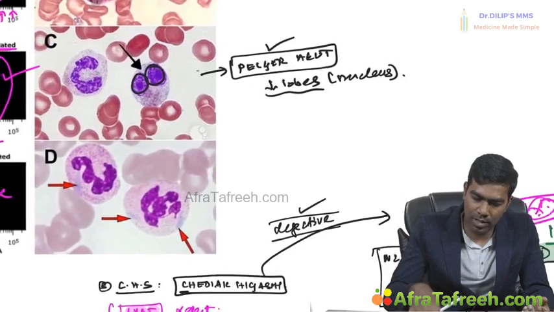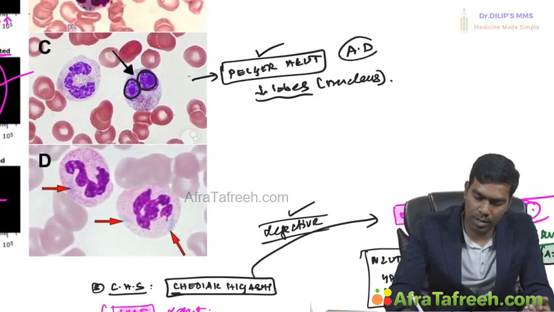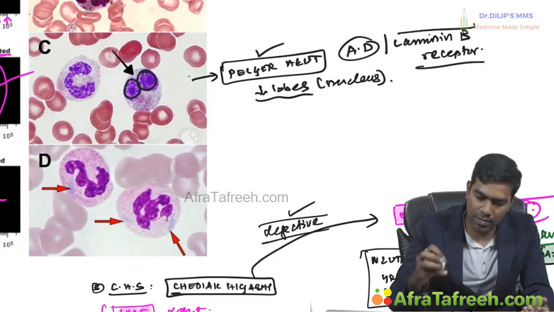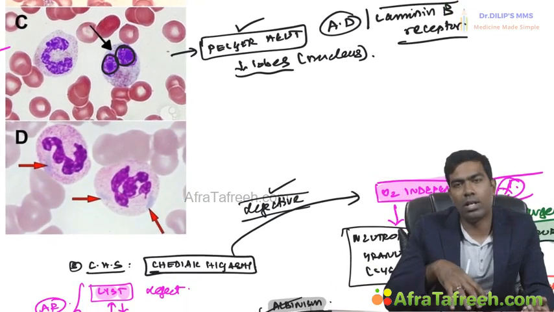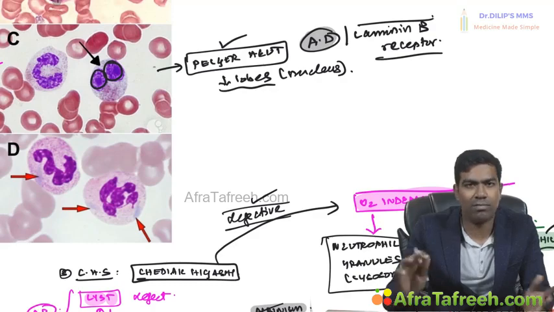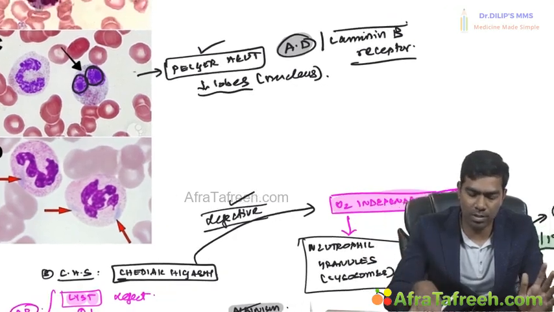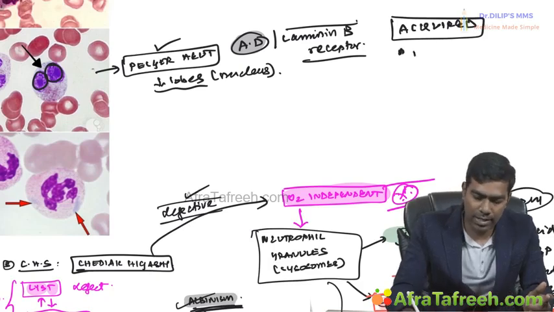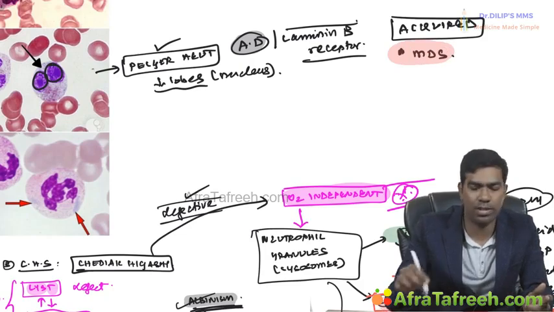And if they ask you what is the reason for this Pelger-Huet anomaly, it is autosomal dominant, due to defective lamin B receptor. This is due to lamin B receptor defects, and it's an autosomal dominant inheritance, and it's a very benign condition. There is no problem with this Pelger-Huet anomaly. But very importantly, in the exam they will ask you about acquired Pelger-Huet anomaly, where the classic example is MDS, myelodysplastic syndrome. If you know this one thing, that is more than enough for the exam: MDS.